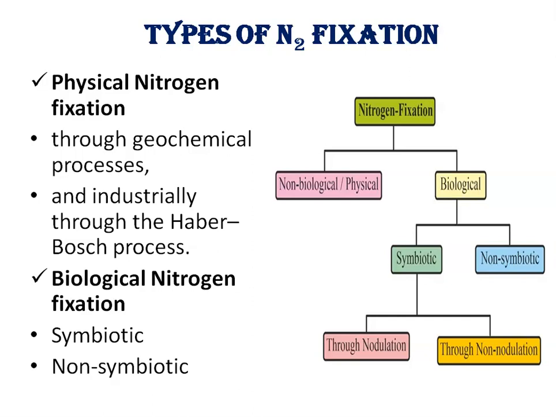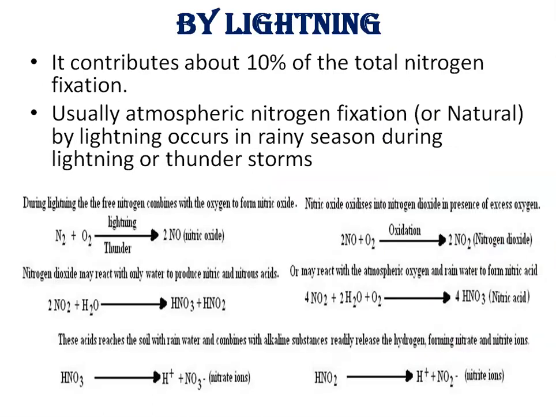Nitrogen fixation is of two types: physical nitrogen fixation or non-biological nitrogen fixation, and biological nitrogen fixation. Physical nitrogen fixation occurs through geochemical processes like lightning and industrially through the Haber-Bosch process. Biological nitrogen fixation may be symbiotic or non-symbiotic, right? First, by lightning. Lightning contributes about 10% of the total nitrogen fixation. Usually, atmospheric nitrogen fixation by lightning occurs in the rainy season during lightning or thunderstorms, right?